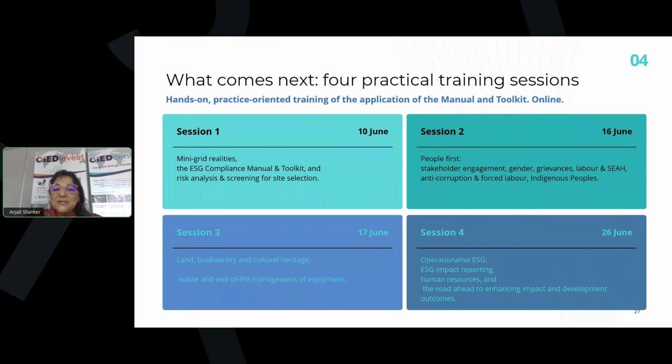And then a discussion on the road ahead to enhancing impact and development outcomes, and also the multiplication of mini-grid programs and the development of portfolios of mini-grid programs, which is basically what everybody is after, because the discrete unit cost of having expensive systems for tiny mini-grids just won't allow us to go very far. So this issue will also be addressed during session number 4, which will be on June 26th.